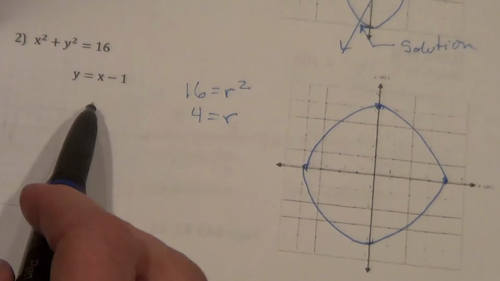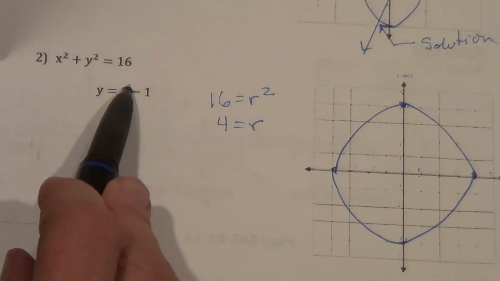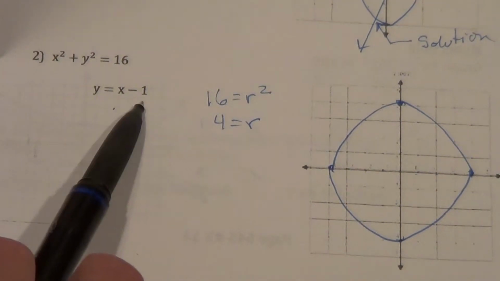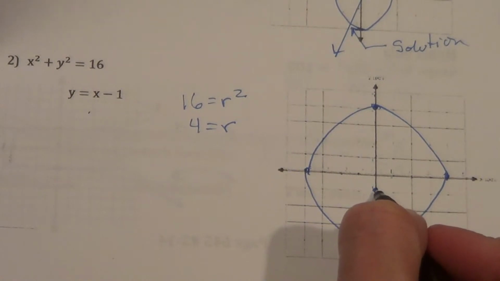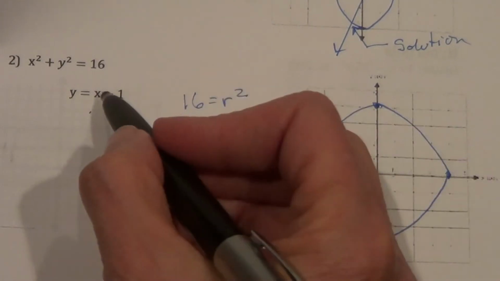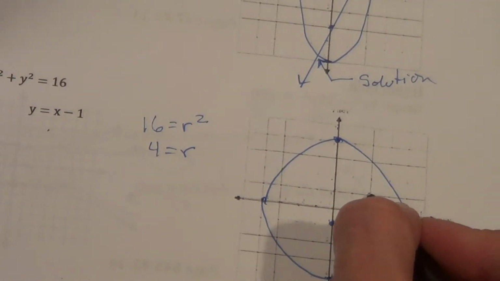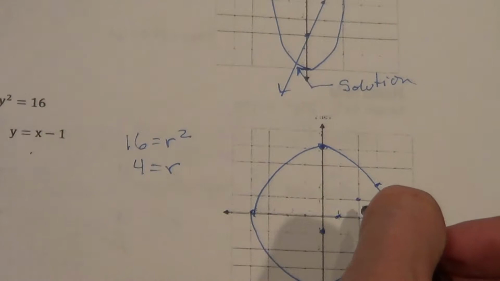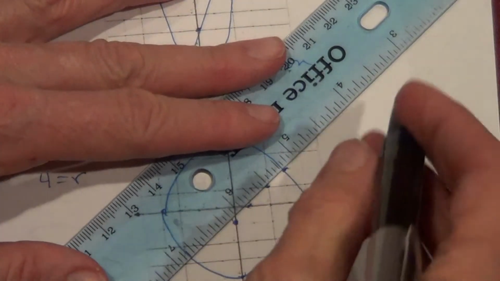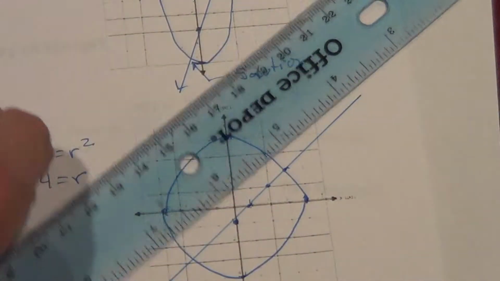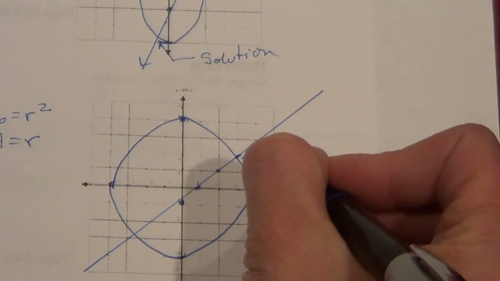Okay, now we have a linear line. We know it's linear because it's x to the first. We have a linear line and it's all ready to be graphed. We go to -1, put the point for the y-intercept. We go to the slope, which is 1 over 1. We rise 1, run 1, and repeat. And we just graph that right across there. Okay, again, mark the solutions. There's a solution.